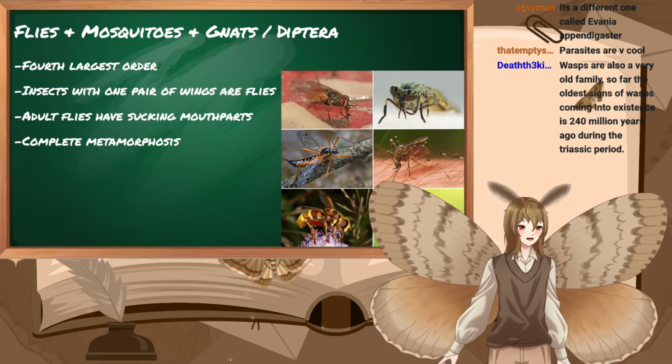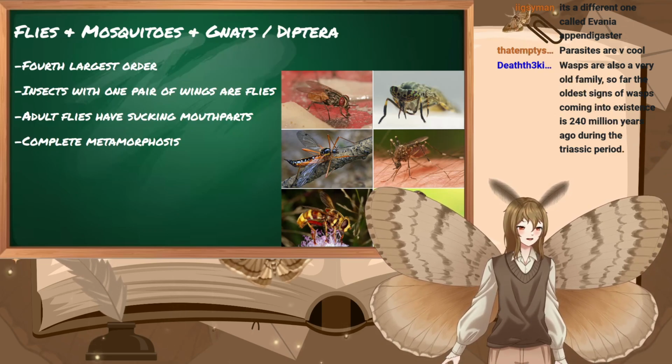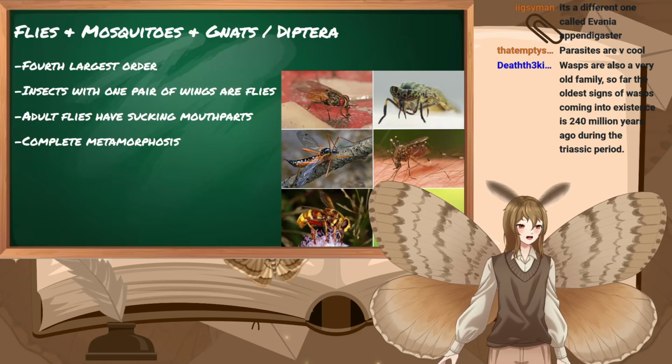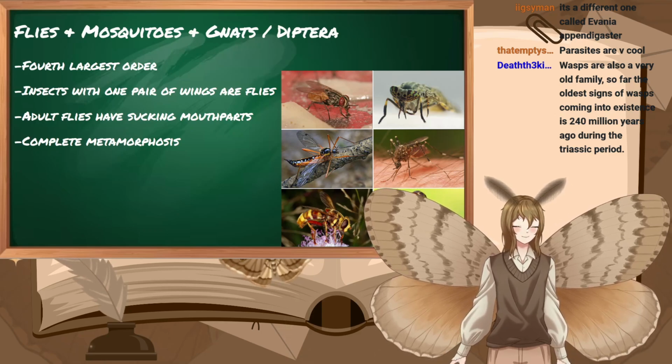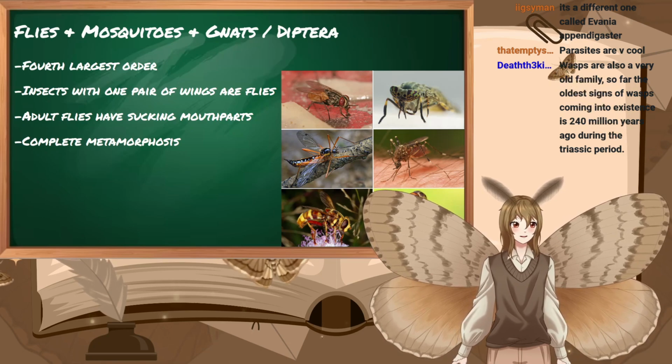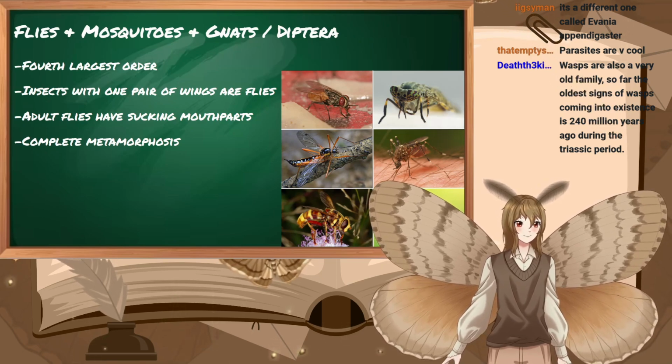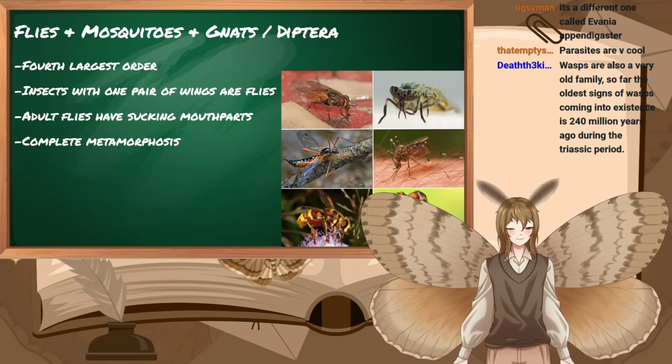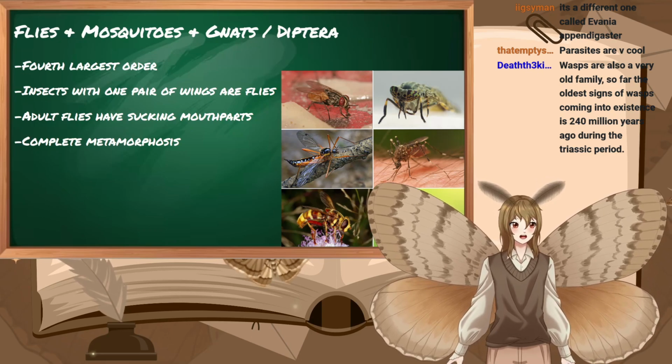Oswald's a very old family. So far, the oldest signs of wasps coming into existence are 240 million years ago during the Triassic period. Yes, but dragonflies are still older than that. Dragonflies are about 300 million years old. That's older than sharks. And older than dinosaurs.